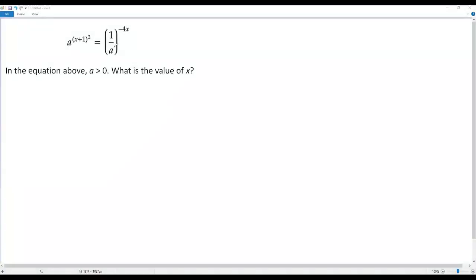Here we have a SAT math problem. Okay, let's go to the question. (a^(x+1))² = 1/a^(-4x). In the equation above, a is greater than 0. What is the value of x?